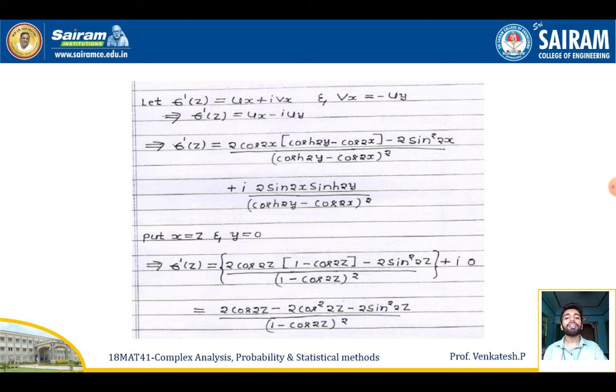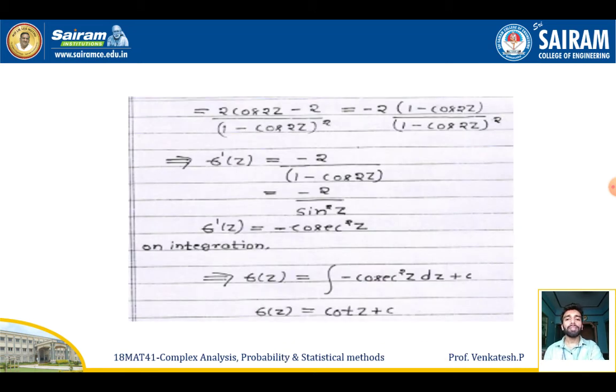So now if I simplify this further, I will be getting 2 cos 2z minus 2 cos square 2z minus 2 sin square 2z by 1 minus cos 2z whole square. So I will be getting 2 cos 2z minus 2, because cos square z plus sin square z will be equal to 1. So I got 2 cos 2z minus 2 by 1 minus cos 2z whole square. I'll be getting minus 2 of 1 minus cos 2z by 1 minus cos 2z whole square.